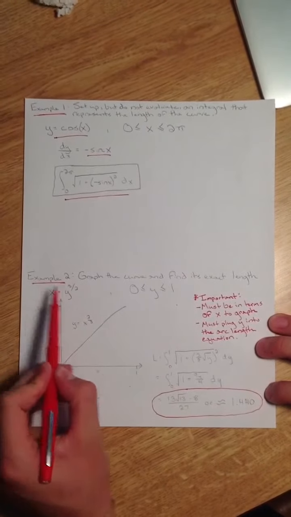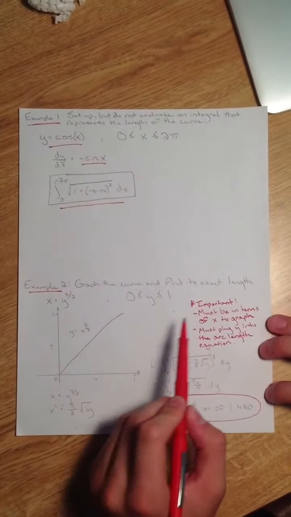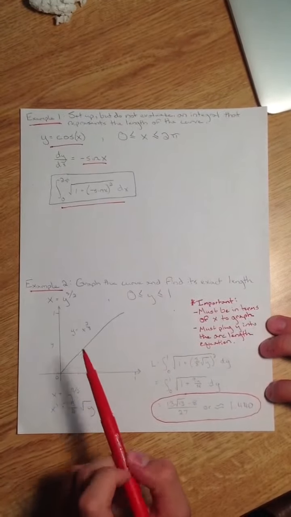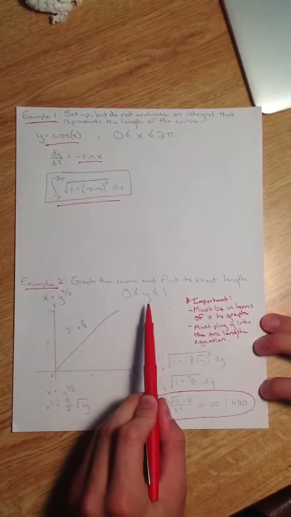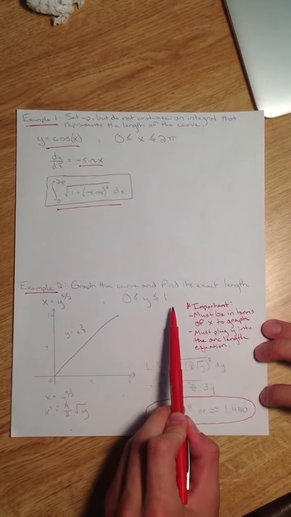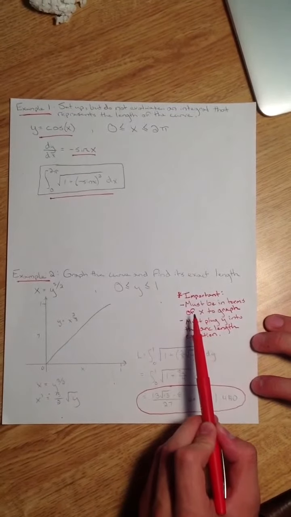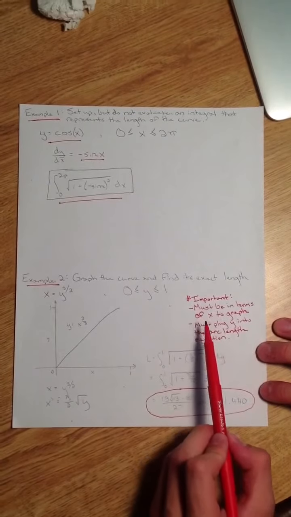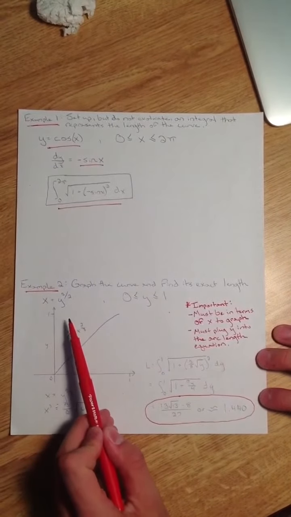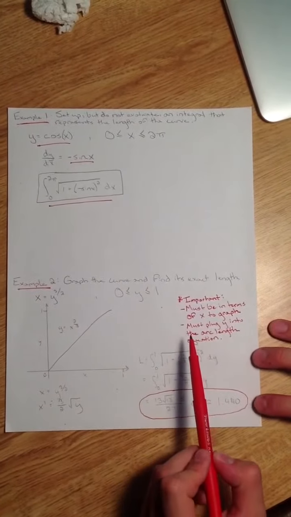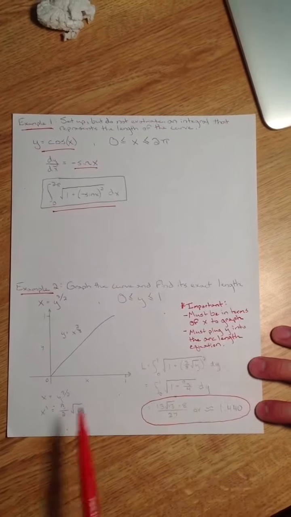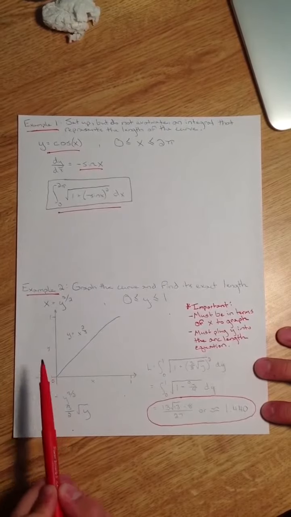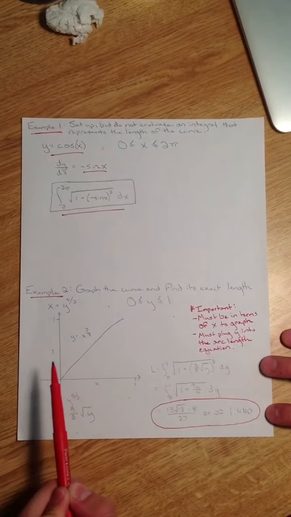Example 2. Graph the curve and find its exact length. The curve we're given is x equals y to the 3 halves, with the limits 0 is less than or equal to y, which is less than or equal to 1. Now it's important to note that it must be in terms of x to graph. You cannot graph y to the 3 halves. Also, you must plug y into the arc length equation, which means you're finding the derivative of x, you're not finding the derivative of y.